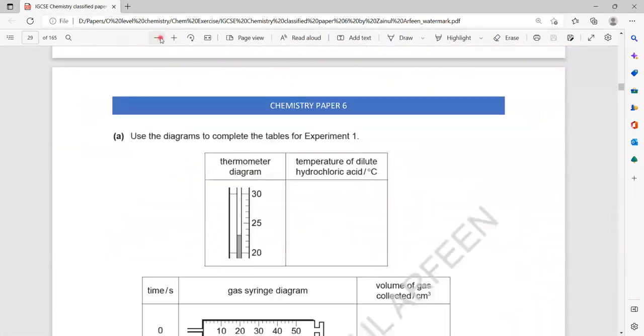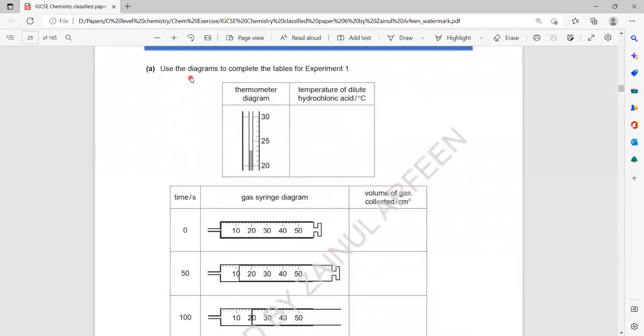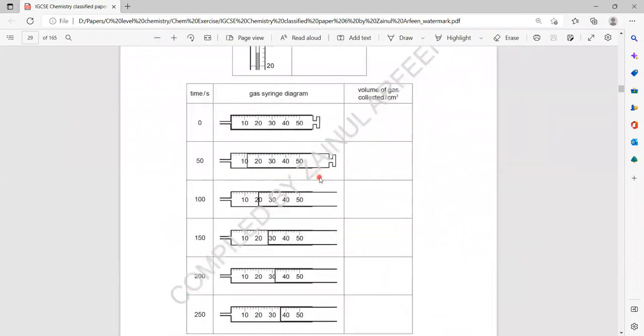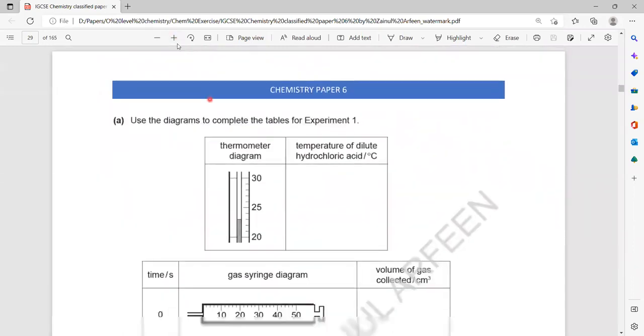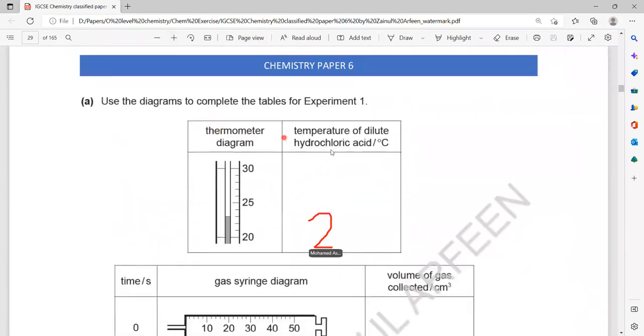In the question, you have to use the diagram to state the temperature. First, use the diagram to complete the temperature. What is the temperature here? So it's 23. We don't have to write the unit. Why not? The unit is already written there.